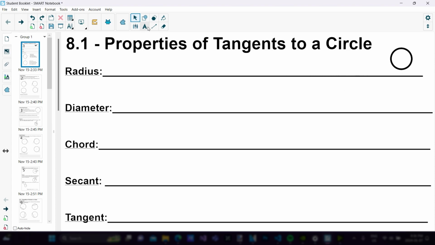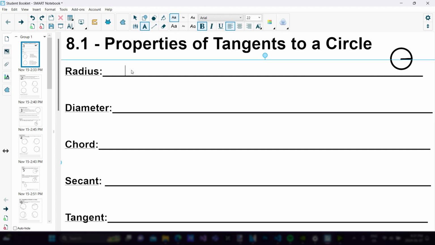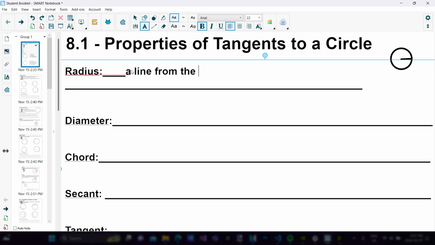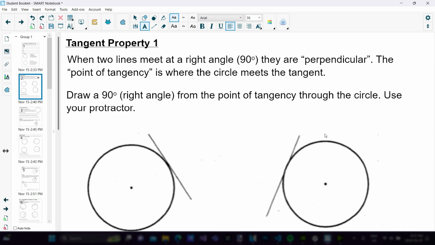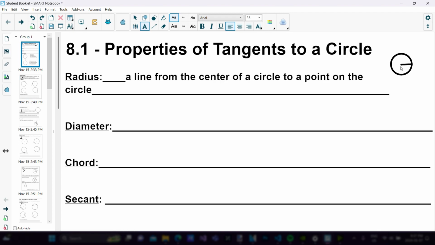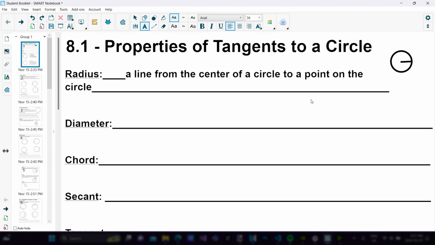If you have a circle, the radius is from the center of the circle to the edge. So you could say that the radius is a line from the center of a circle to a point on the circle. I don't really care about the formal definition. It's much more useful to understand and to be able to visualize it and picture it.